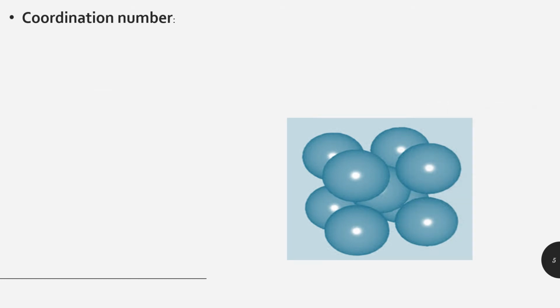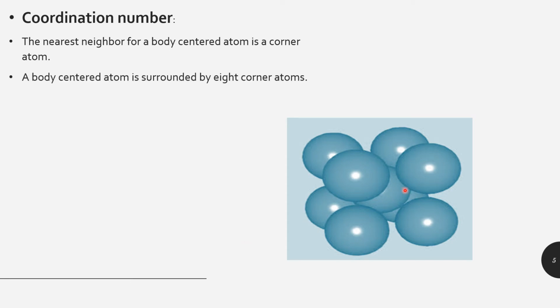Now we will find the coordination number. We know that the body-centered atom touches all the corner atoms. Therefore, we can say that the nearest neighbors that the body-centered atom has are 8 neighbors. Therefore, the coordination number for the BCC structure is 8.